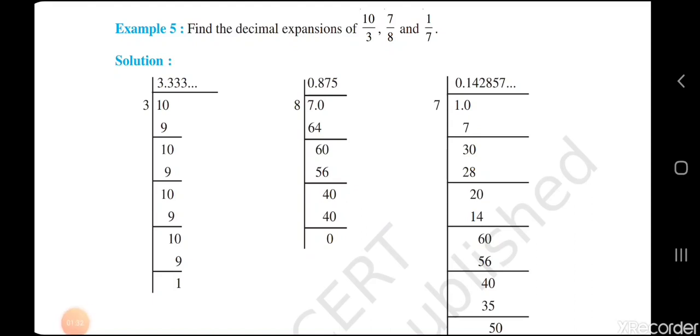So first we find the decimal expansion of rational numbers. Find the decimal expansion of 10 upon 3, 7 upon 8 and 1 upon 7. We know that these three numbers are rational numbers. First, 10 upon 3. If we divide 10 by 3, we get 3.333 and so on.